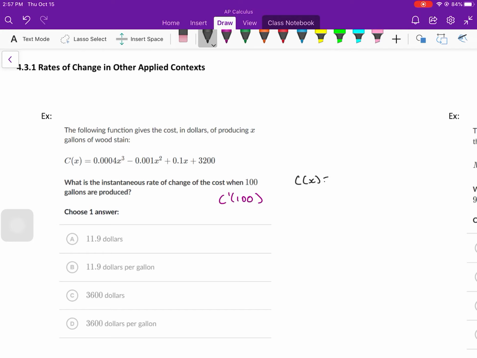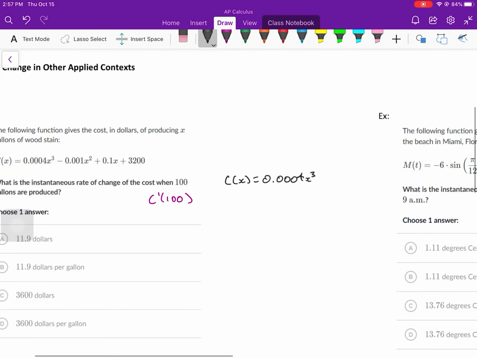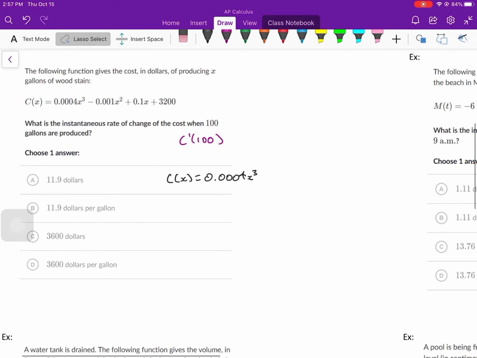C of x is 0.0004x cubed. I guess it is bad with all these decimals, right? Let me give myself a little bit more space. Minus 0.001x squared plus 0.1x plus 3200. So that's what represents the cost.